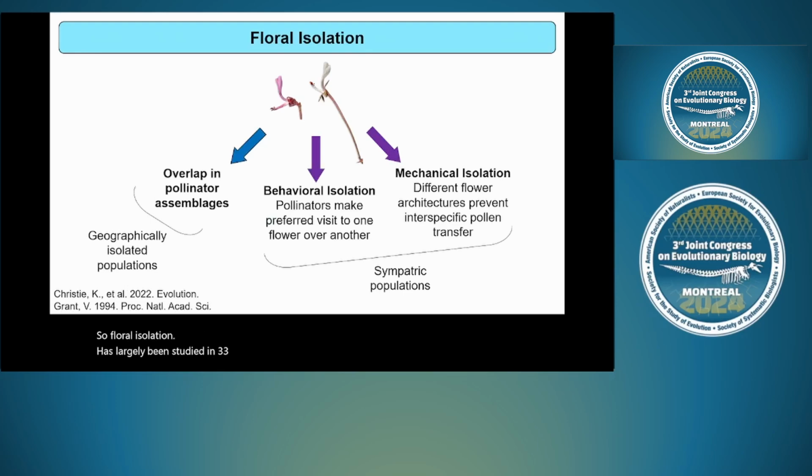The first way is that in geographically isolated populations, it's usually measured by looking at the overlap in pollinator assemblages, whereas in sympatric populations, it's usually quantified by measuring behavioral or mechanical isolation, with behavioral isolation being when pollinators make preferred visits to one flower over another, and mechanical isolation being when different flower architectures prevent interspecific pollen transfer.